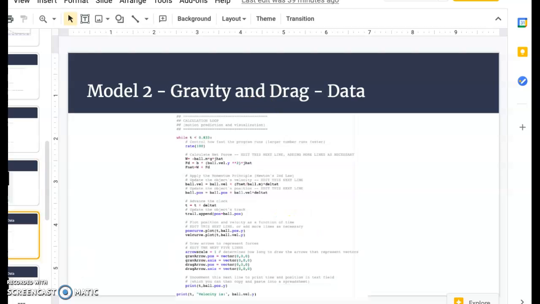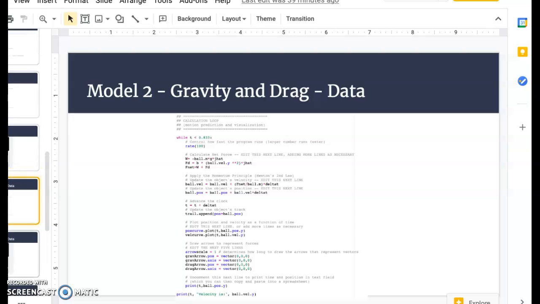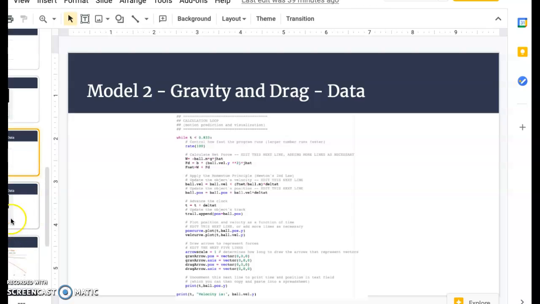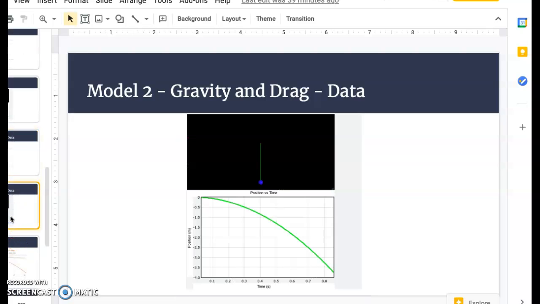The initial conditions of the gravity and drag computational model remain the same, with B changing to 0.0036. This will improve our model to match the experimental data. Now, F net will include gravitational force plus drag force. The drag force formula is the following, and F net has changed. Under the while loop, Newton's second law will update the position at every time interval. Here's the position versus time graph from the second computational model.